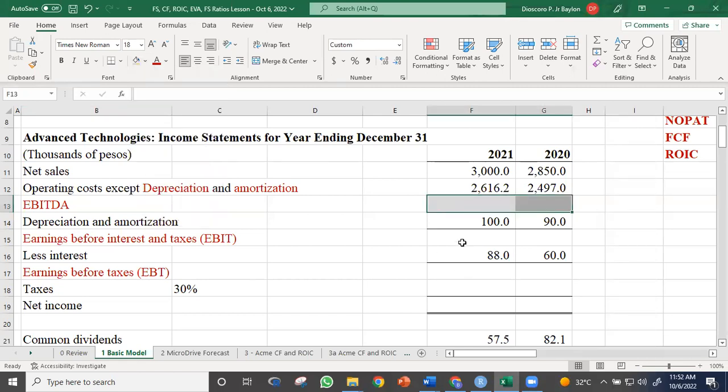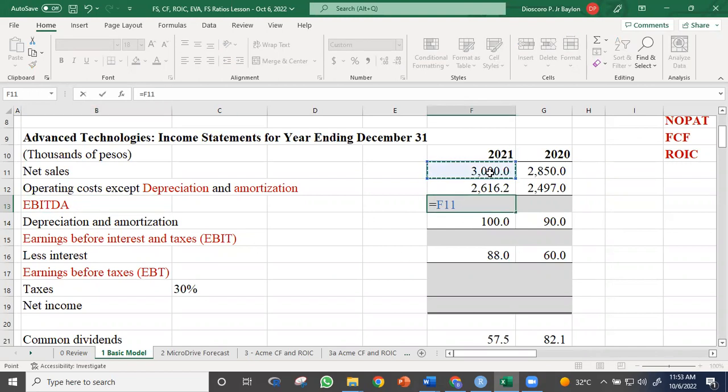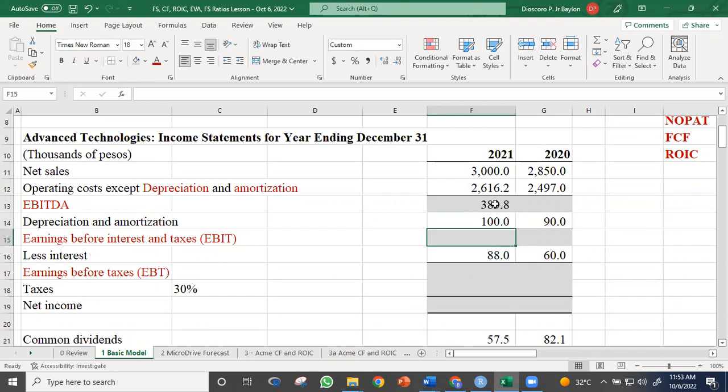Anyway, I know you know this, but just to make sure that you follow along with the formula, I'm highlighting those that we're going to compute. So we have your net sales for 2021 and 2020, and based on our records, the operating costs, excluding depreciation and amortization, are these two figures. Therefore, we can now compute for the EBITDA. EBITDA is an important measure. It's used also in ratio analysis. Some firms make use of EBITDA to measure their performance. This is equal to simply your net sales less your costs, excluding depreciation and amortization.